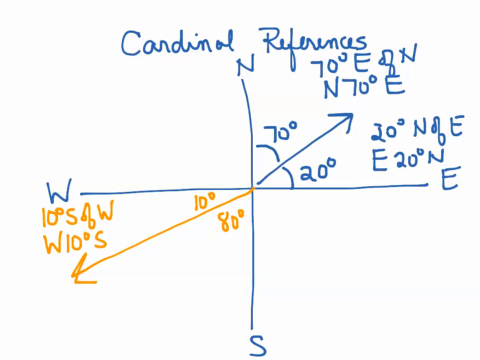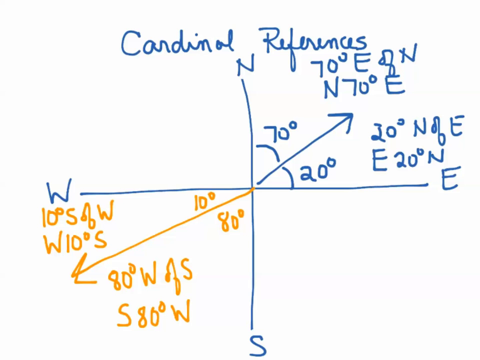Using the angle of 80 degrees to describe the direction of this vector, we would say that the vector is 80 degrees west of south, or south 80 degrees west. And so what that tells us, both of those, is that from the south our vector has rotated 80 degrees towards the west, or from the west our vector has rotated 10 degrees towards the south.